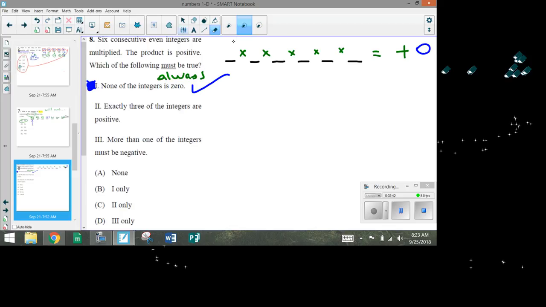Okay, exactly 3 of the integers are positive. That's a clear statement. Let's check. Let's say first one is 1, second integer is 2, and third one is 3. Those are all positive. And that means the rest of them are supposed to be negative, right? Because it's saying exactly 3 of them are positive.